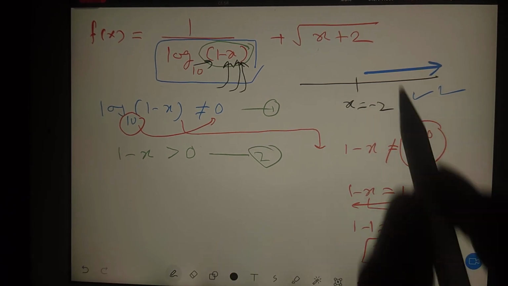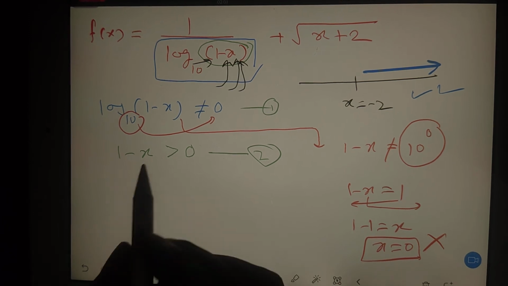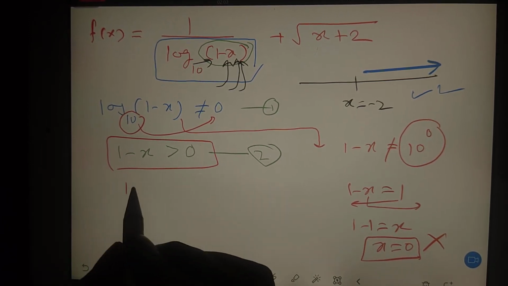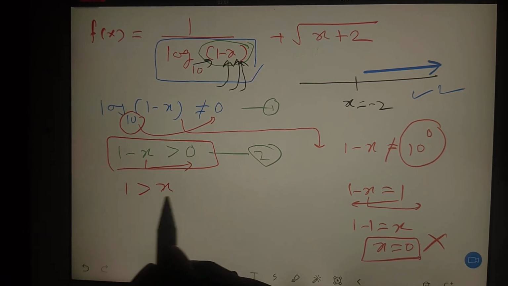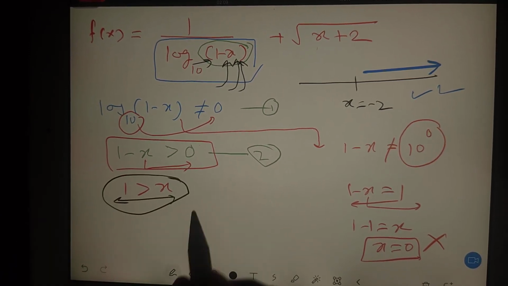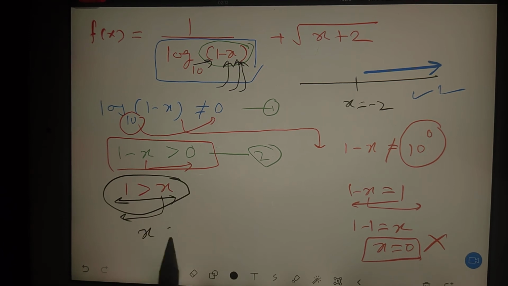Now the next condition, from this you check out 1 greater than x. This x you send this side. So it means x should be less than 1. If I write this in a proper way, x should be less than 1, correct?